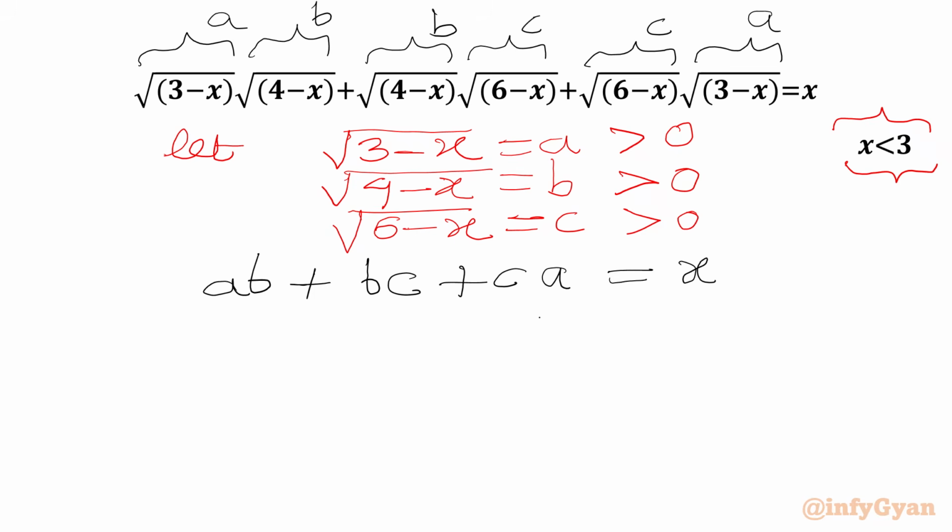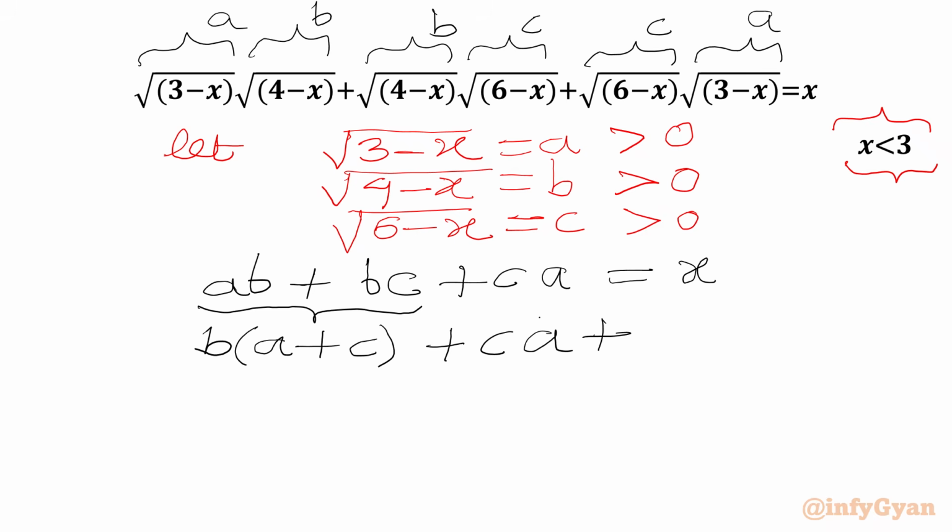A is positive, B is positive, C is positive. So A plus B must be positive, B plus C must be positive, C plus A must be positive. I will take B common from these two terms. So B is common, in bracket we will get A plus C. And here we have CA only. So I will be adding A square to both sides. In RHS we have to write A square plus X.